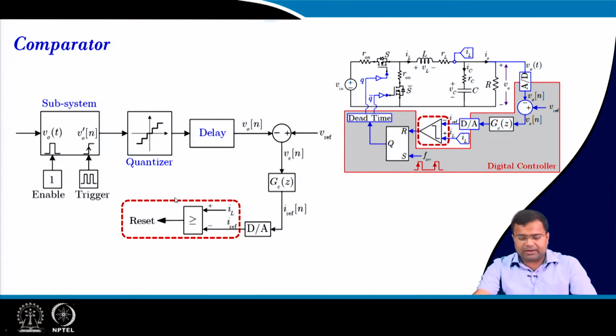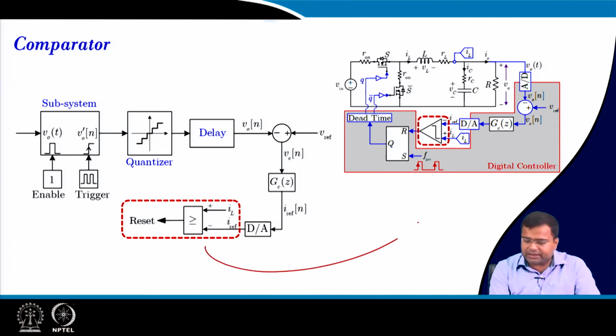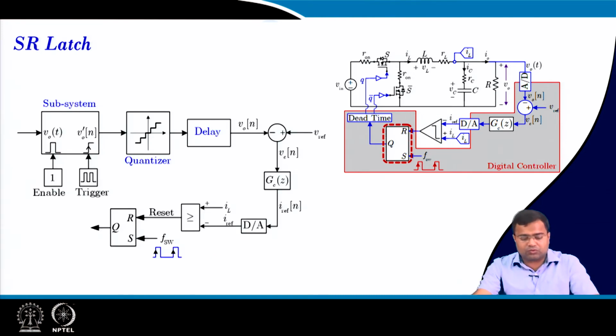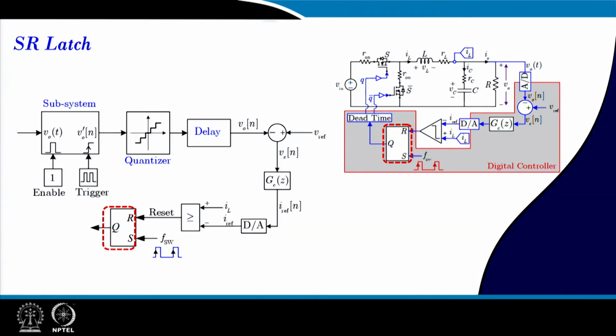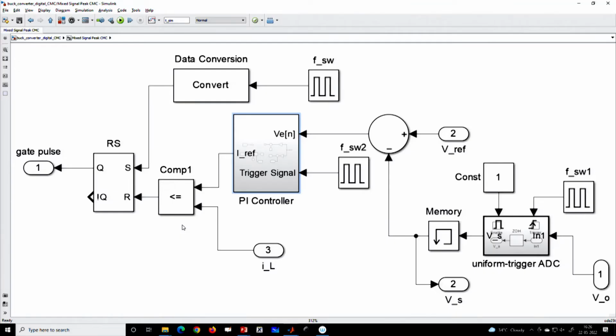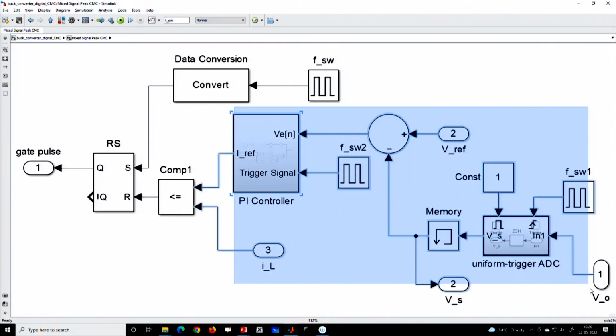This is the comparator. The output of this comparator goes to the SR latch. The SR latch will be set by the switching frequency clock, and it will be reset by the comparator output. This is under trailing edge modulation that we have discussed.